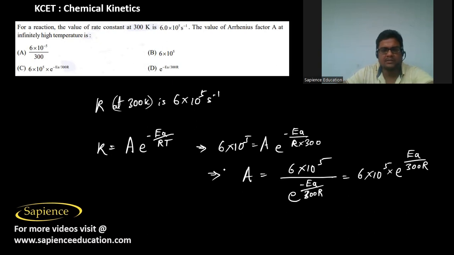So it means that none of the options are correct here. Only in option C, if we keep it as plus EA by 300 R, then only option C will come.